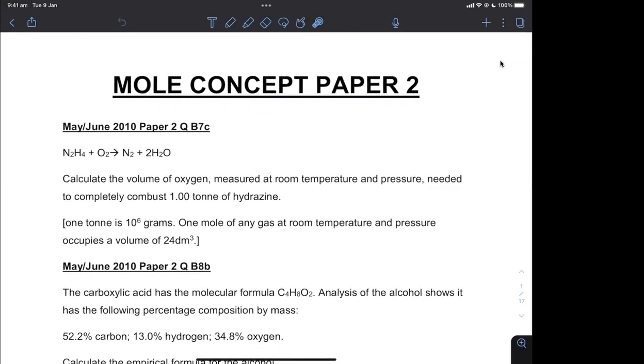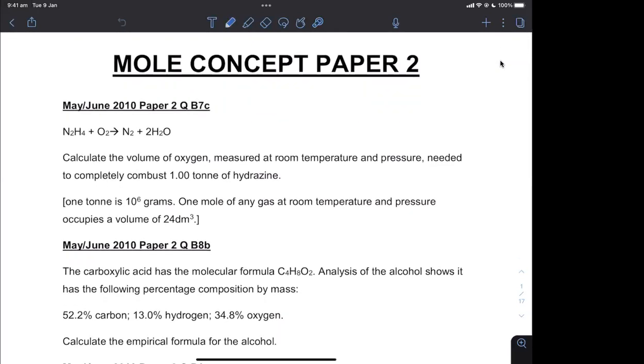Okay. Now, this is the first question. I'll show you what I normally do. You can hopefully apply the same concept when you approach some of the problems. Now, this is a balanced chemical equation: N2H4 plus O2, giving N2 and H2O. The first thing you must have is a balanced equation. They want the volume of oxygen. This volume of oxygen is a gas.